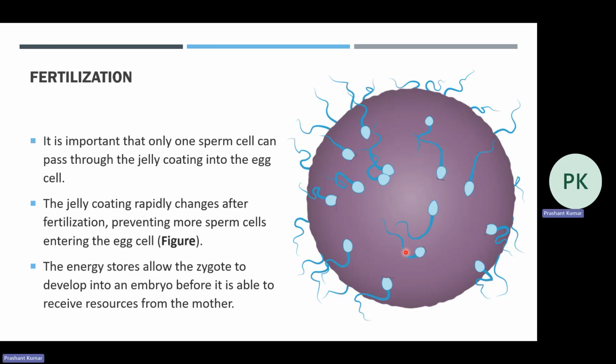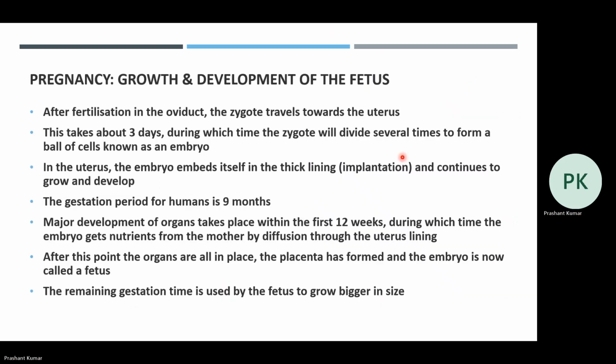So this is the process of fertilization, where you can see lots of sperm cells surrounding the egg cell, and any one will be able to fertilize it. Then once it gets fertilized, now there are chances to carry out the pregnancy. So after fertilization in the oviduct, the zygote travels down to the uterus. This takes around 3 to 4 days. During this time, the zygote will divide several times, right? And they will form an embryo.